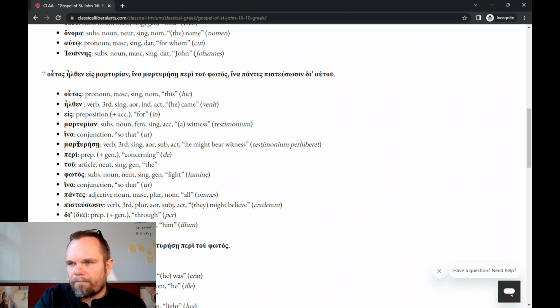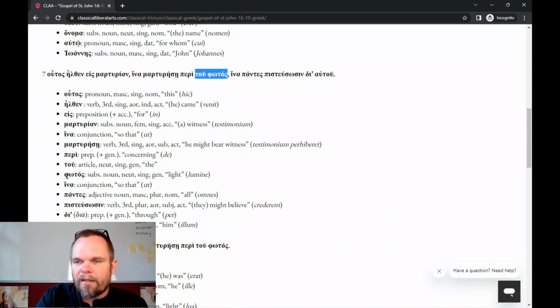Let's keep going here. Peri tou photos. We have another prepositional phrase. Peri is a preposition. It governs the genitive case, as you can see here. And it means concerning or about. You see the Latin translation was de, concerning or about. It takes the genitive case, so we should expect to see a genitive object, and we do in tou photos, a genitive object of the preposition peri. Peri tou photos, concerning the light.